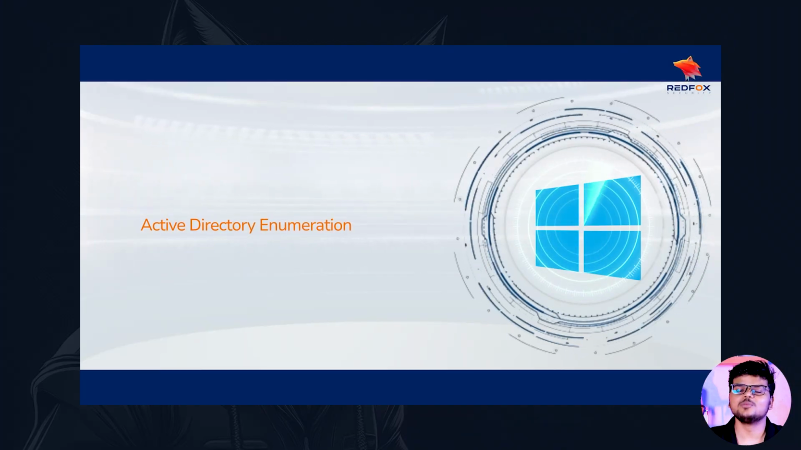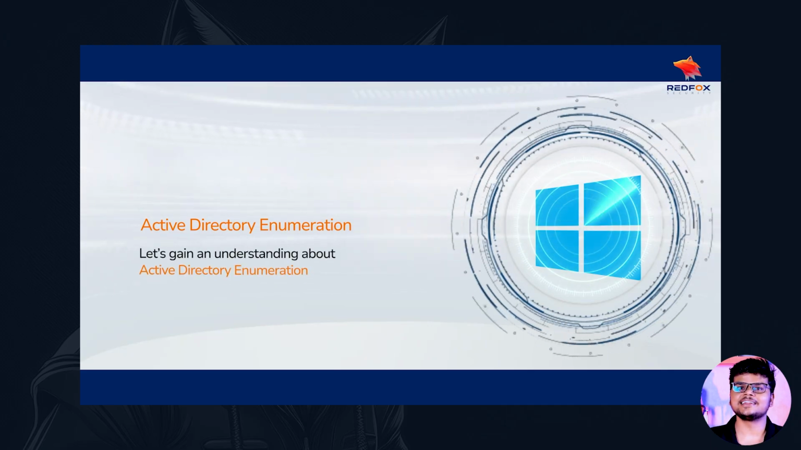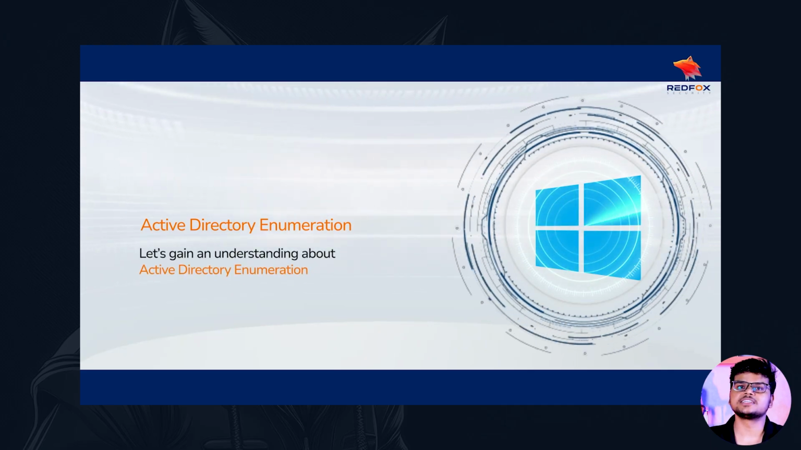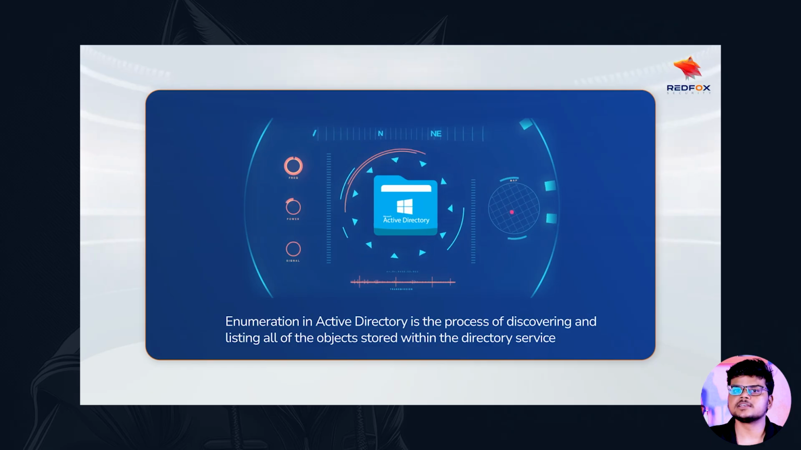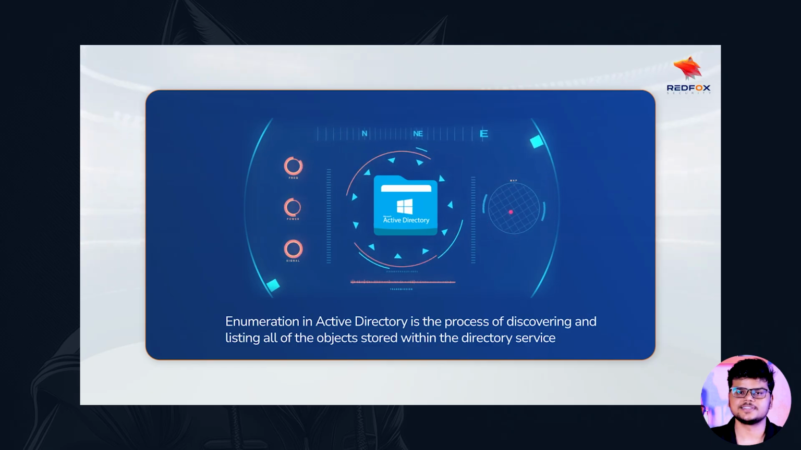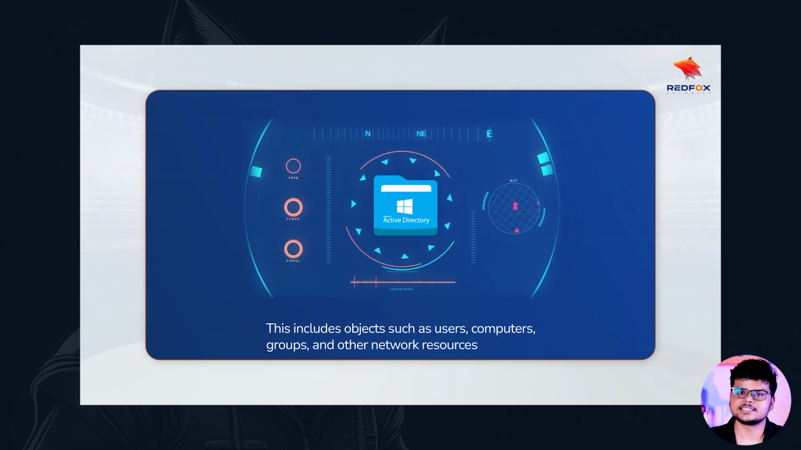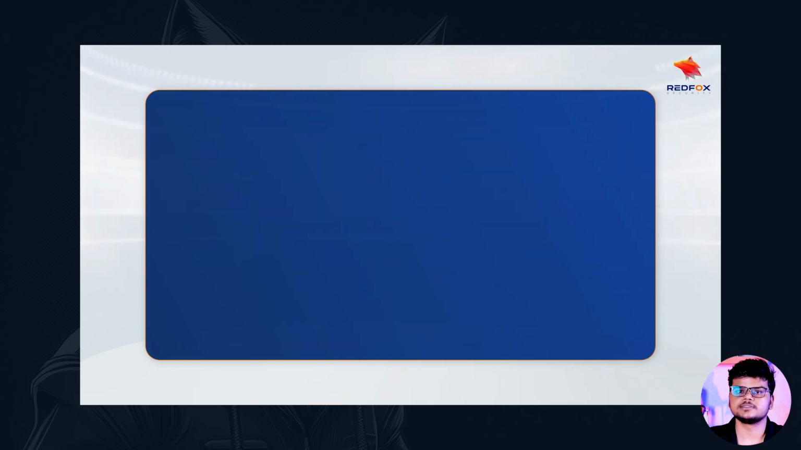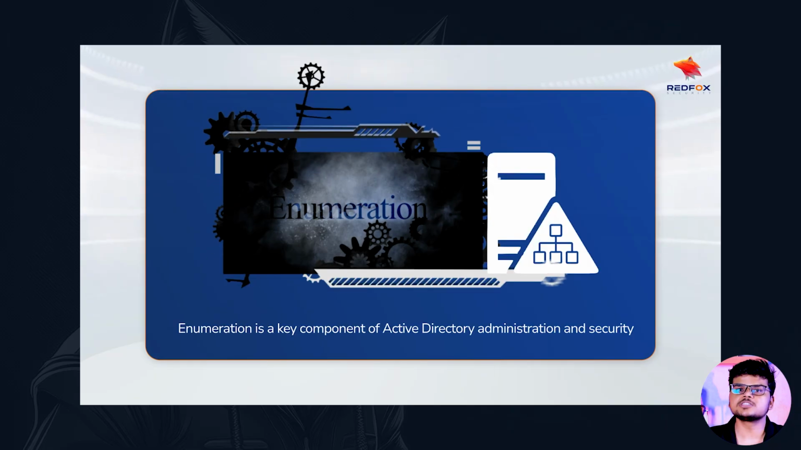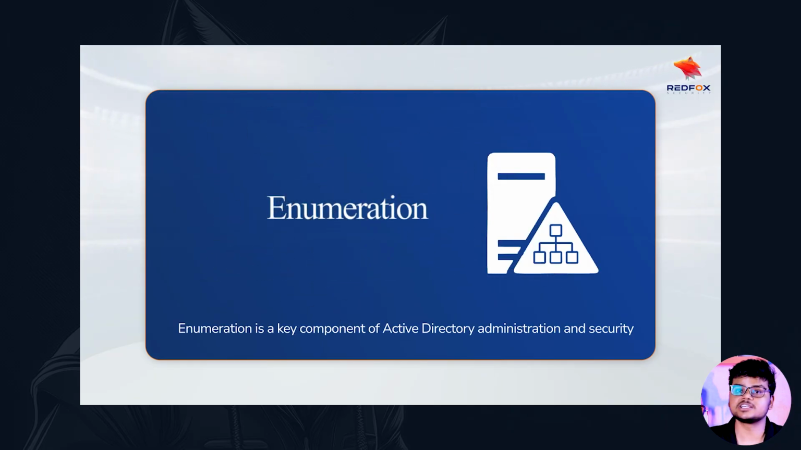Active Directory Enumeration. Let's gain an understanding about Active Directory Enumeration. Enumeration in Active Directory is the process of discovering and listing all the objects stored within the directory service. This includes objects such as users, computers, groups, and other network resources. Enumeration is a key concept of Active Directory administration and security.